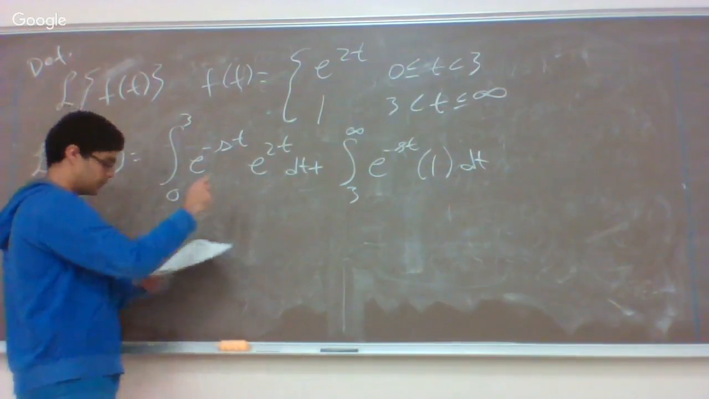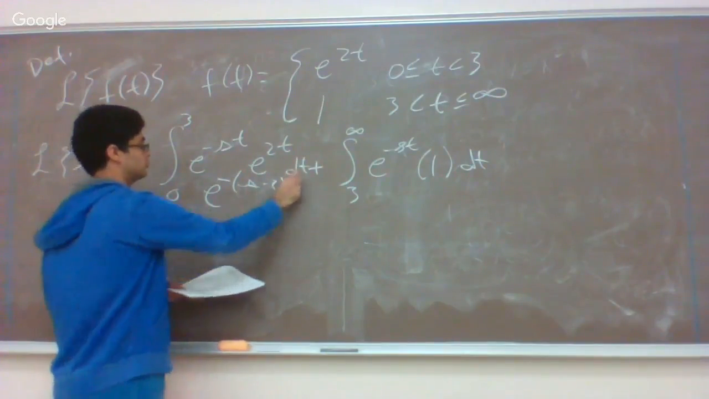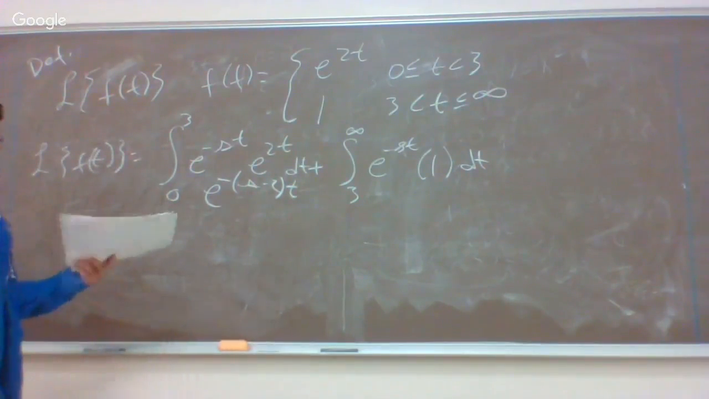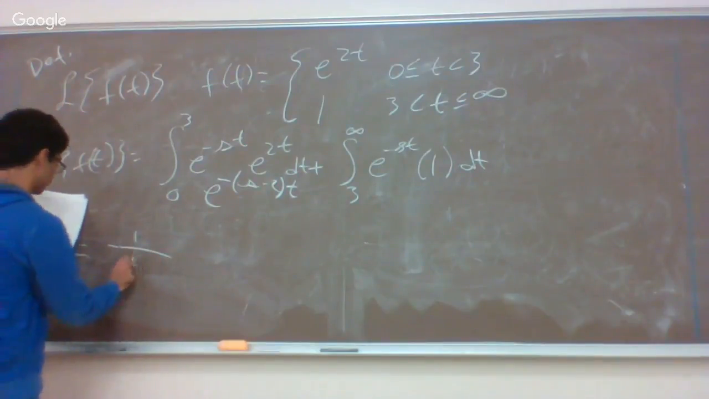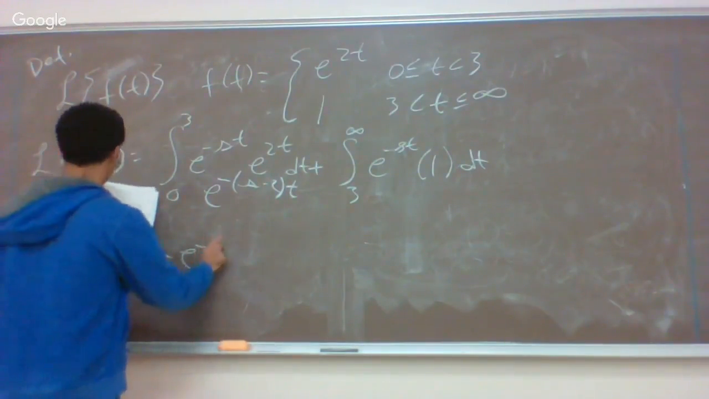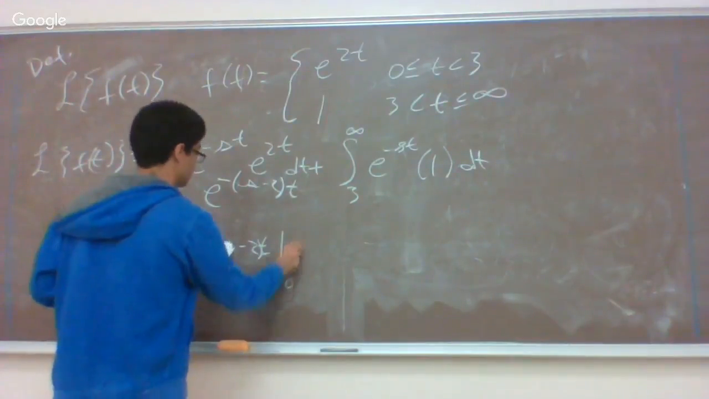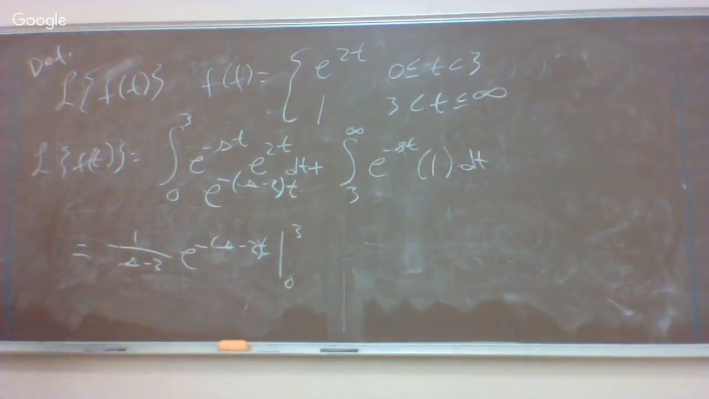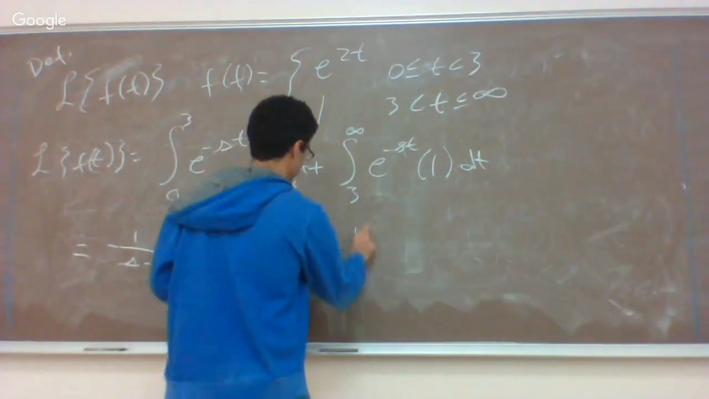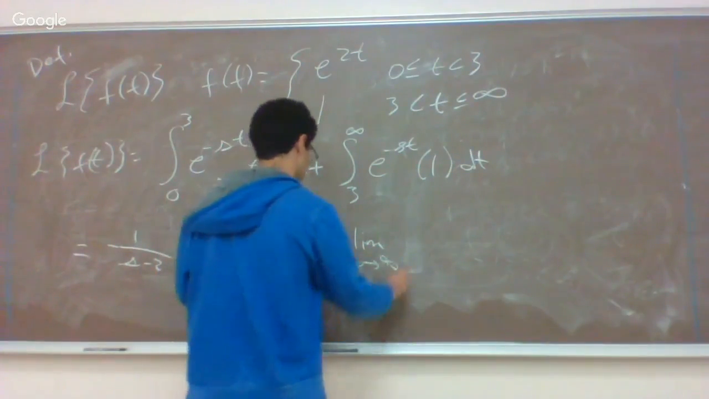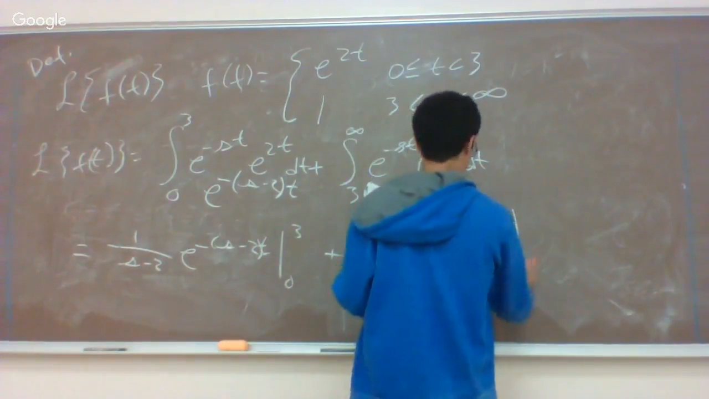So this portion here we can actually combine to get e to the negative quantity of s minus 2, times t. So that when we do the integral of that, we get negative 1 over s minus 2 times the quantity e to the negative s minus 2 t, from 0 to 3. That's the integral of that portion. The integral of this part plus the limit of negative 1 over s times e to the negative st going from 3 to b.